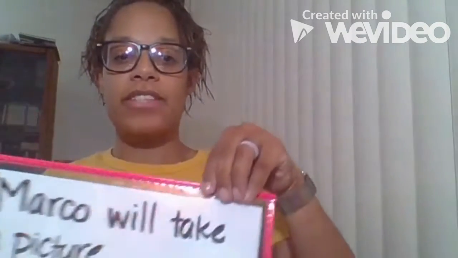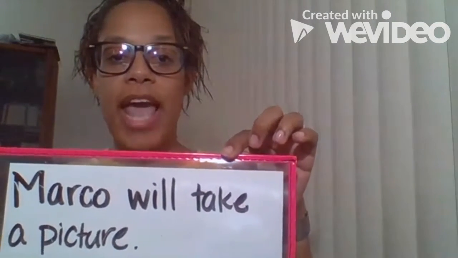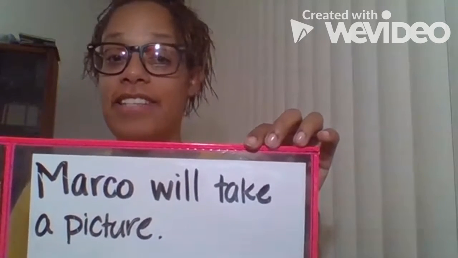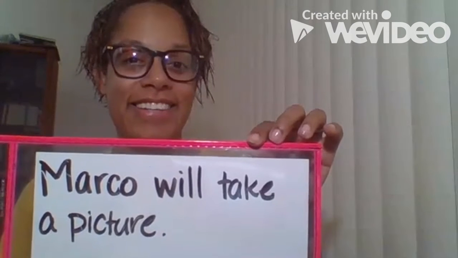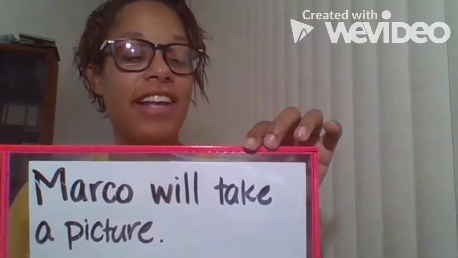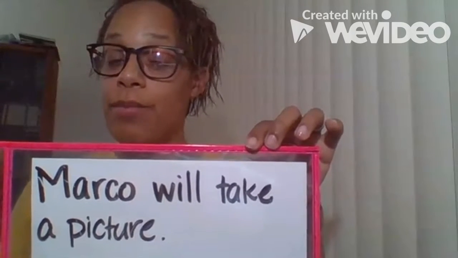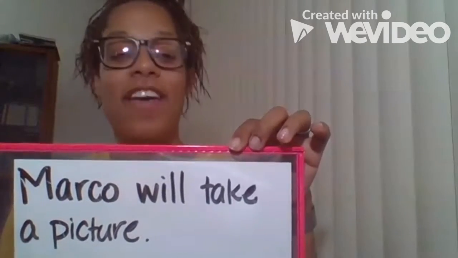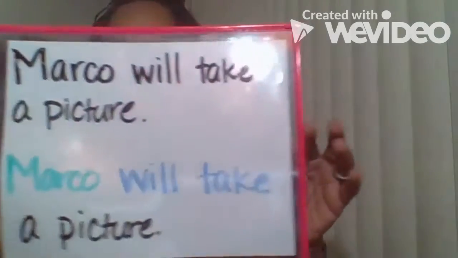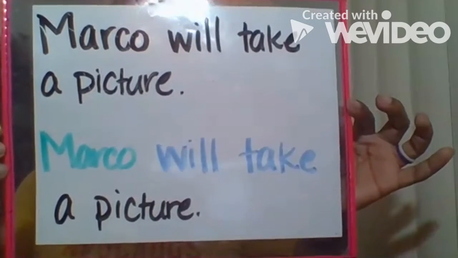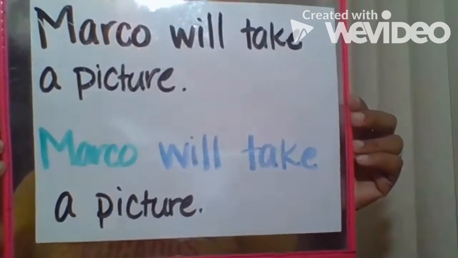Let's do another one just for extra practice. What about this sentence? Marco will take a picture. What is the verb phrase in this sentence? We could also call this the predicate. Did you say will take? If you did, that is correct. If will take is the verb or the verb phrase, what is the subject? Did you say Marco? If you did, you're correct. I've color coded them the same way as before. Subject is in green, verb phrase or predicate is in blue. Marco will take a picture.